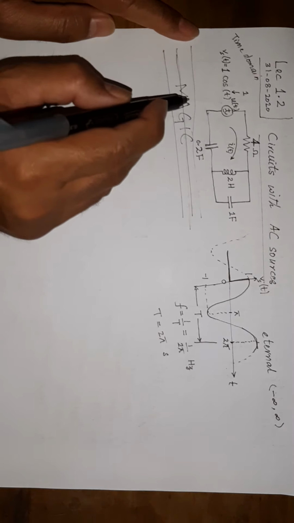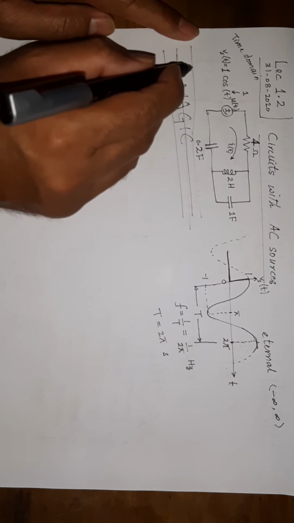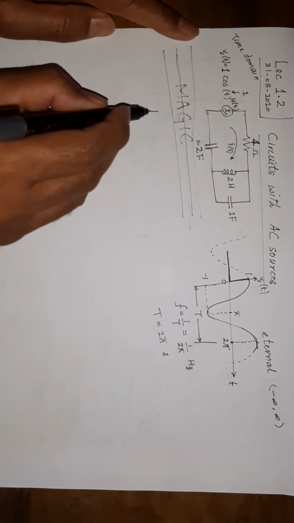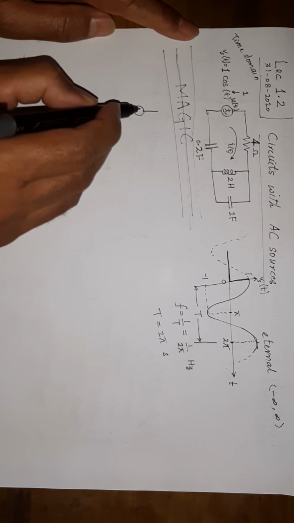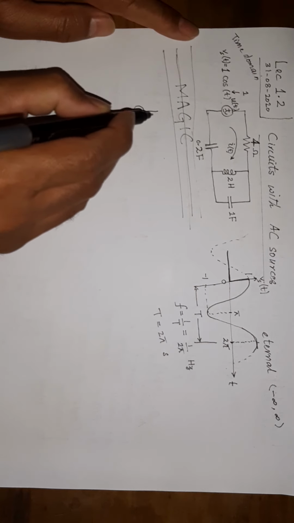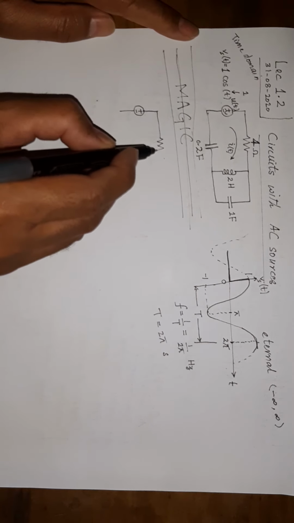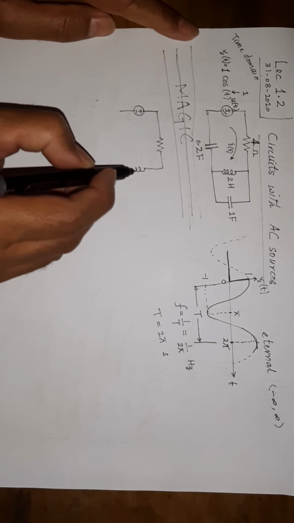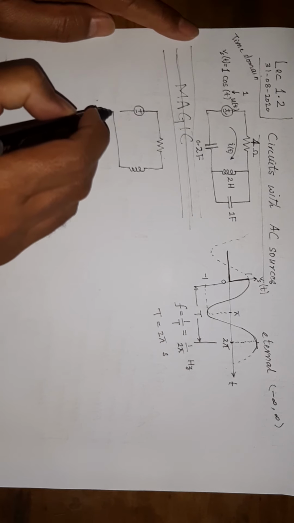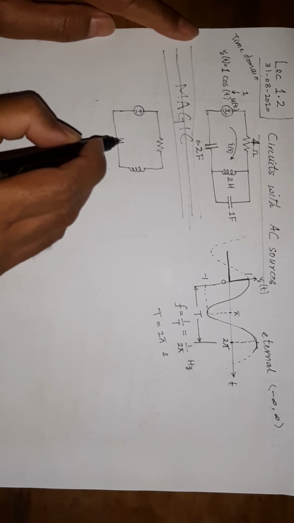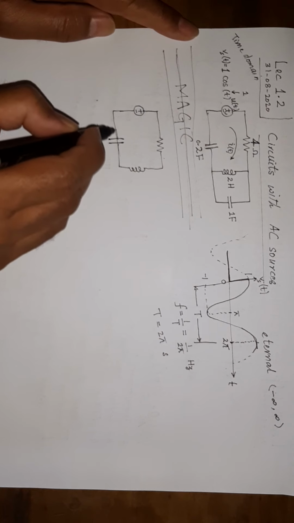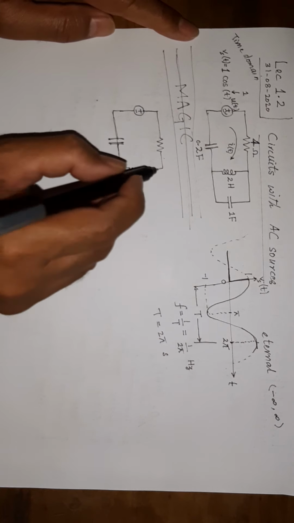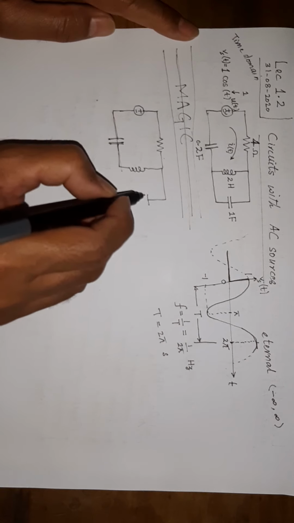Whatever is happening here and is told to us in the time domain, due to some magic, gets transformed to something like this. The circuit layout remains the same. Sorry, we have a capacitor here, and a capacitor here.